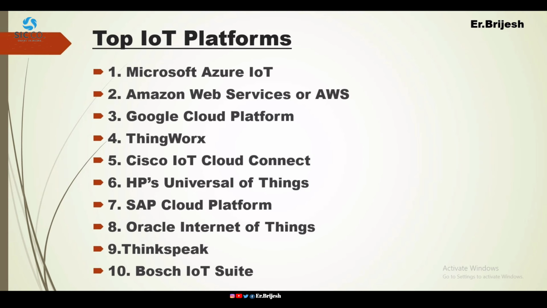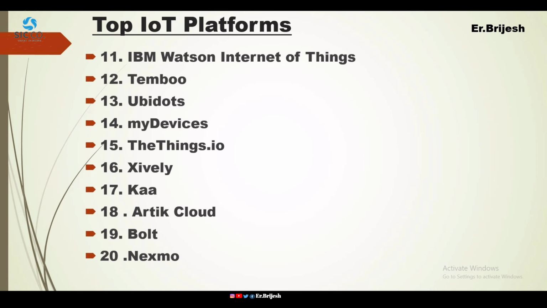First is Microsoft Azure IoT, then Amazon Web Services. These are the best to use for your projects because they are the most secure and most used IoT platforms. Others are Google Cloud Platform, ThingWorx, Cisco IoT Cloud Connect, HP's Universe of Things, SAP Cloud Platform, Oracle Internet of Things, ThingSpeak, Bosch IoT, IBM Watson Internet of Things, Tambo, Ubidots, My Devices, The Things.io, Zetta, Kaa, Arctic Cloud, Bolt, and Nexmo. These are the 20 different IoT platforms on which we will make our accounts and use in our projects.